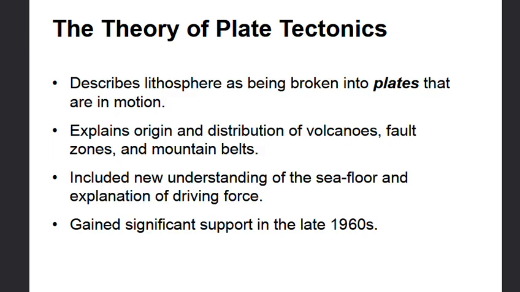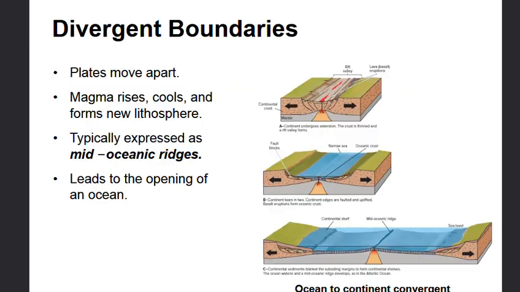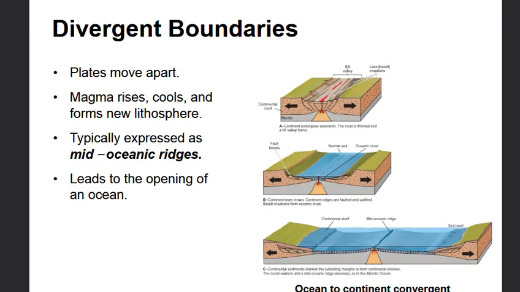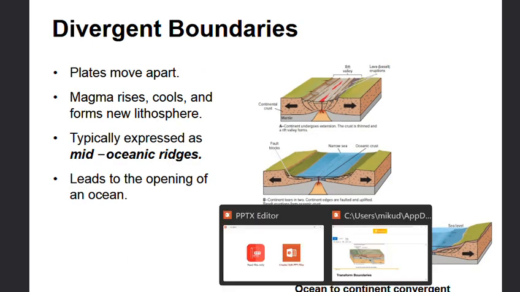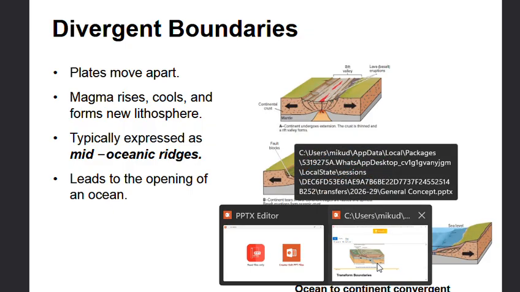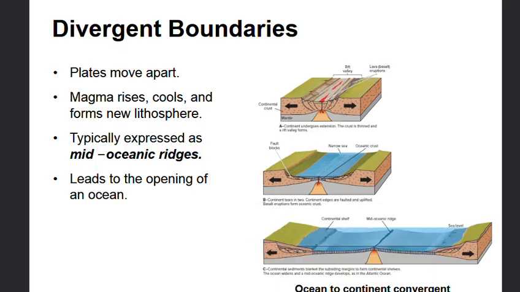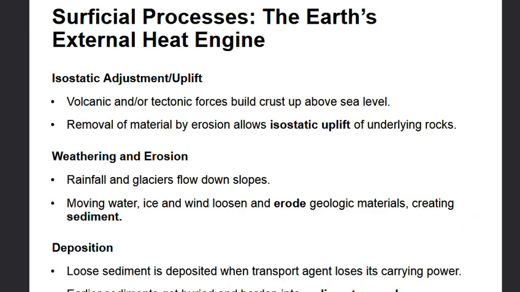So what drives all of that? The internal heat engine, right? Another name for that is the endogenic process. And the endogenic process basically drives plate tectonics. What else did we move on to then? We talked about plate boundaries. We talked about surface processes that are driven by what?